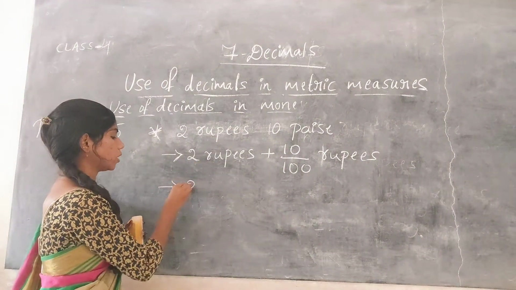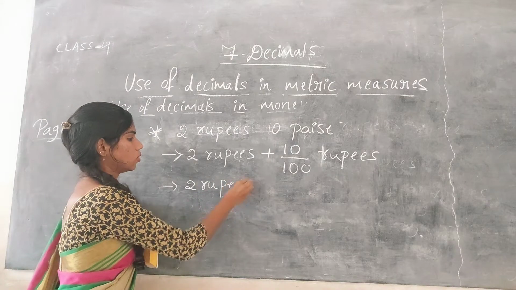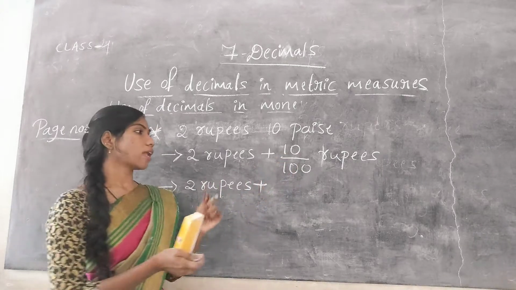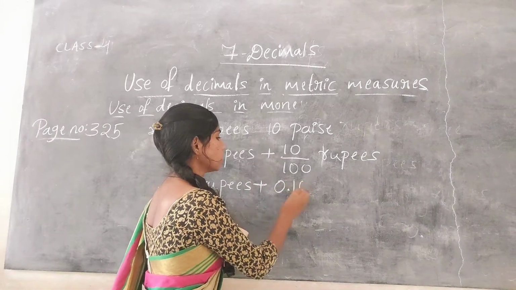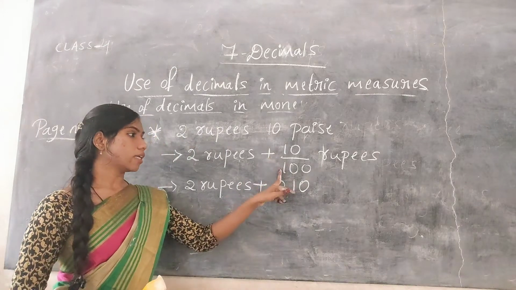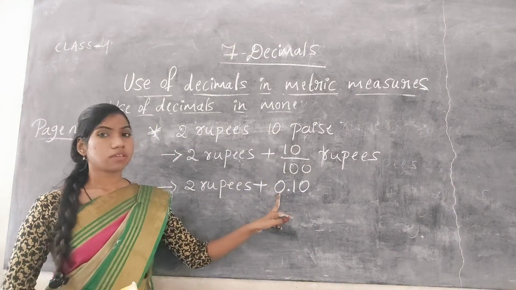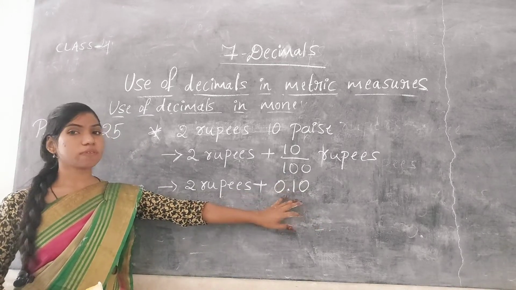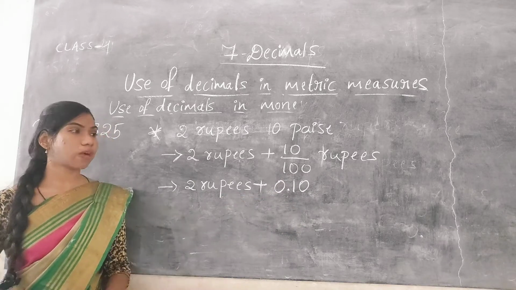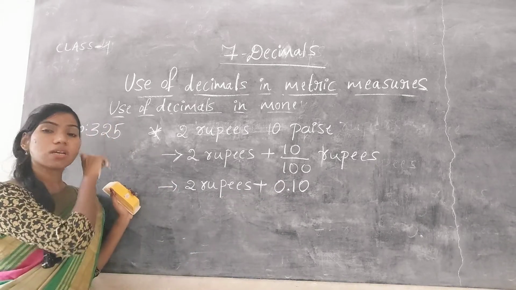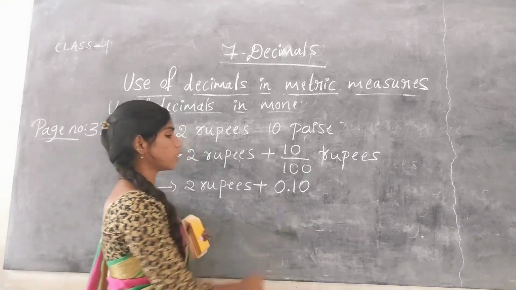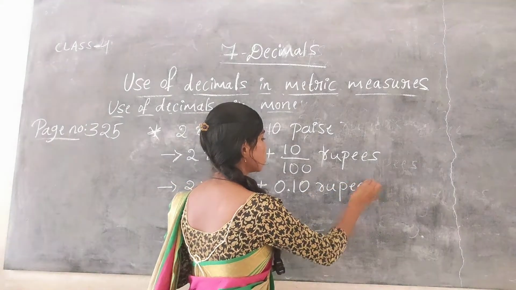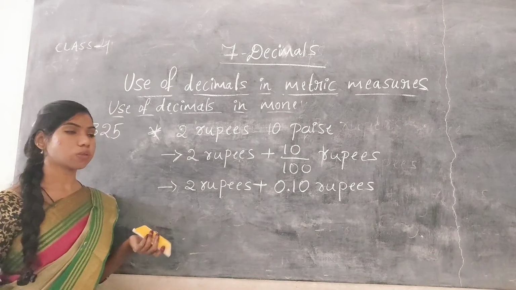Then 2 rupees plus 10 hundredth. In decimal fraction we can write 10 hundredth as 0.10. In decimals we read it as 0.10, and in rupees we can also read it as 0.10 rupees.